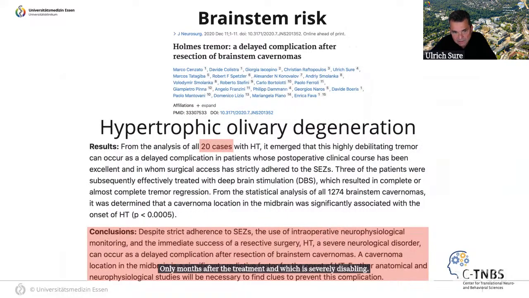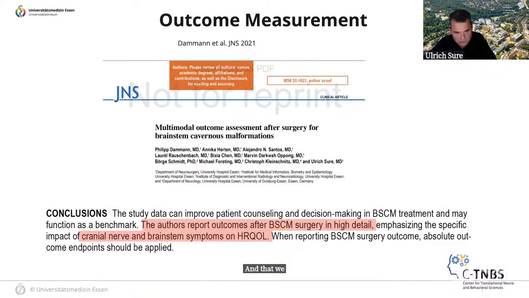We collected a number of cases, altogether 20 cases, and my friend Marco Cenzato from Milano published that also in the Journal of Neurosurgery in 2020. These individuals are severely disabled, and we must be very aware that we can cause this problem.